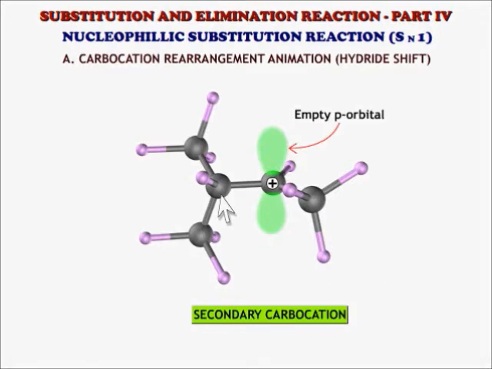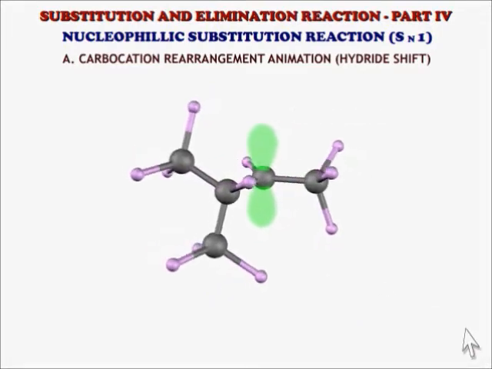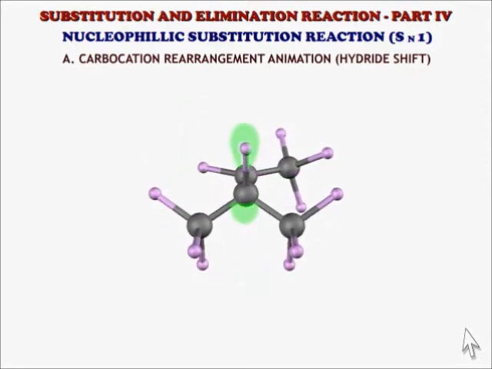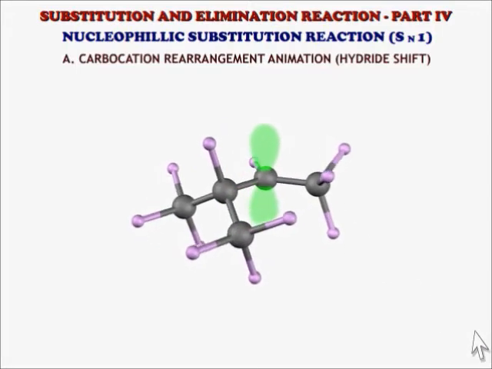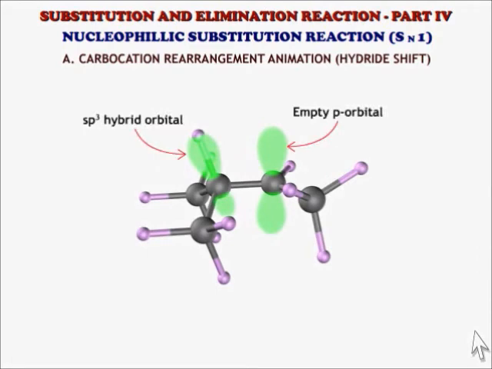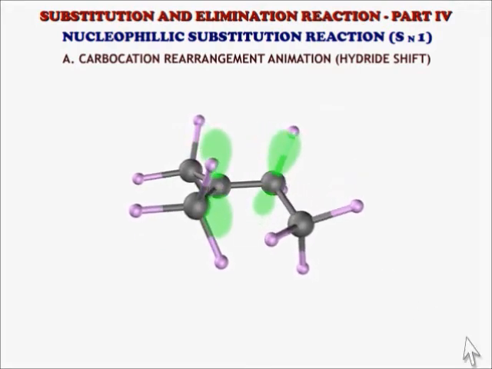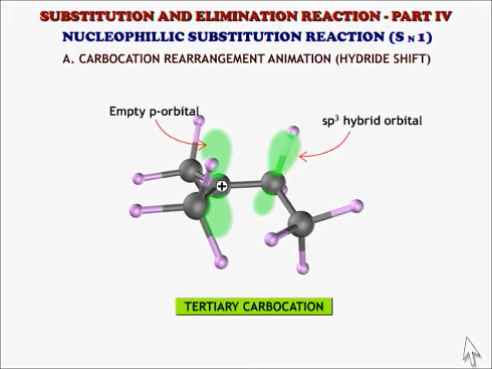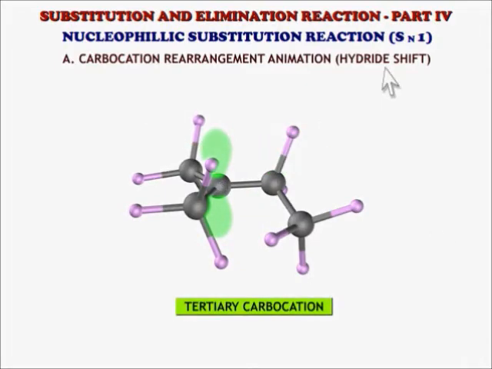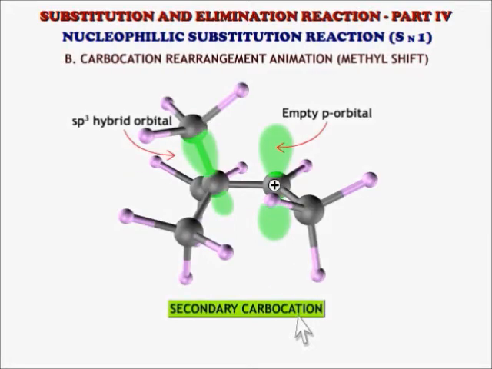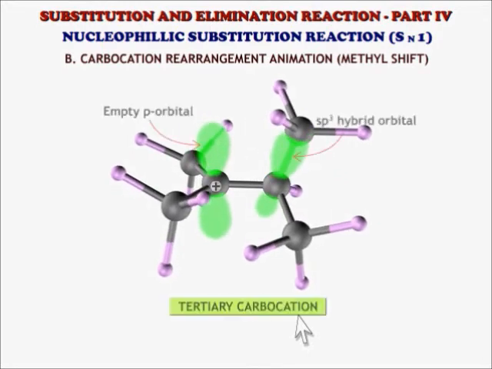This carbon is sp3 hybridized and is free to rotate. At a suitable conformation, when the hydrogen is in line with the empty p orbital, the hydrogen along with the bonded electrons shift like this. Which is called hydride shift, and due to this hydride shift a more stable carbocation is formed. In this case there is a methyl shift and a more stable tertiary carbocation is formed.